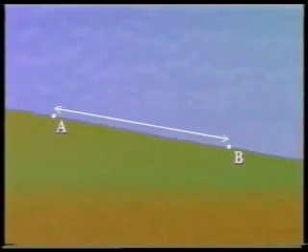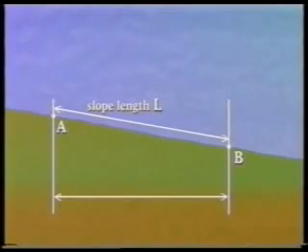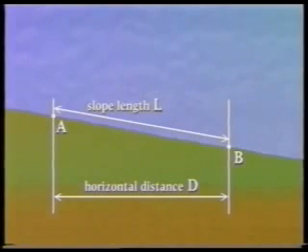The distance along the slope between A and B is known as the slope length or the slant length, and is usually given the symbol L. If vertical planes are added through A and B, then the shortest distance between them lies at right angles to these two planes. This is known as the horizontal distance, and it is usually given the symbol D.